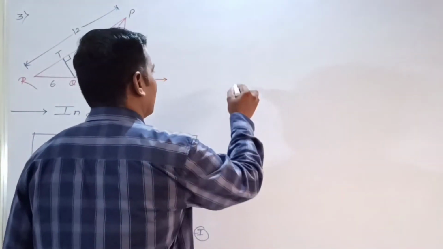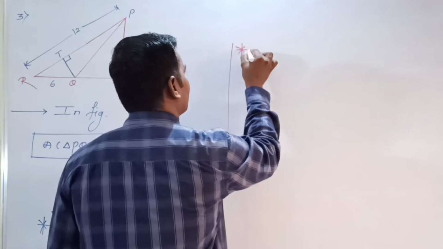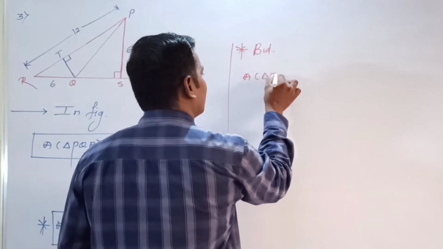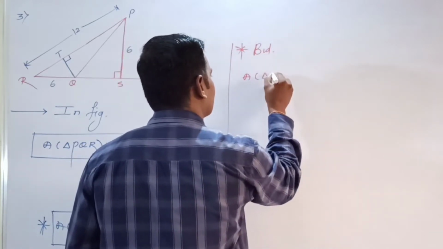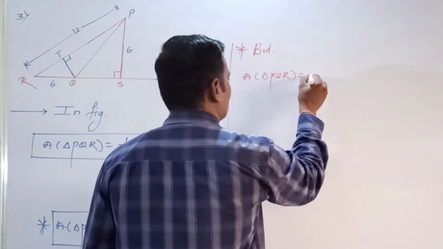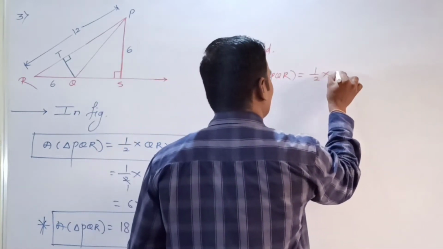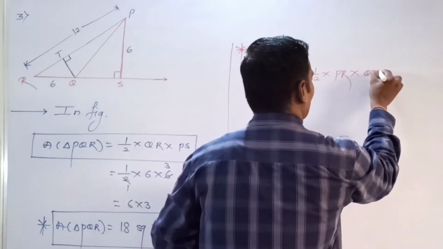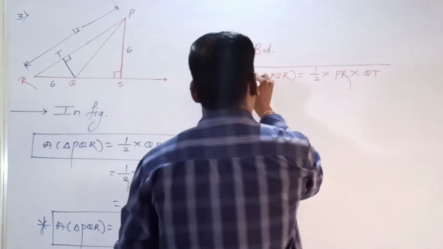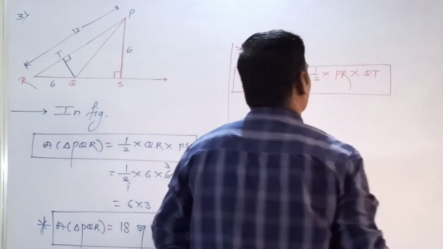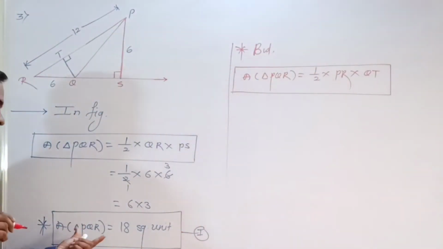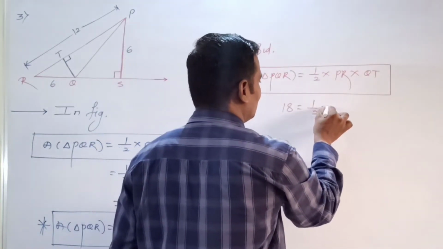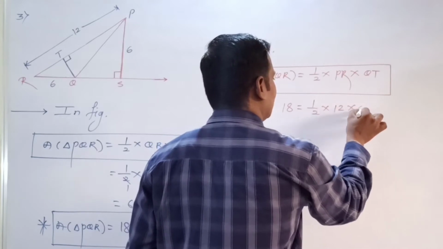So like this way, again with the star. Area of a triangle PQR is equal to 1/2 into, now PR is the base, and that QT is the height of the triangle PQR. Okay, so let's put down the values over there. We know that area of a triangle PQR is equal to 18, is equal to 1/2 into PR, that is 12, into QT.